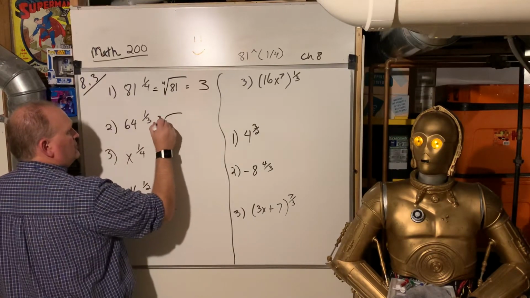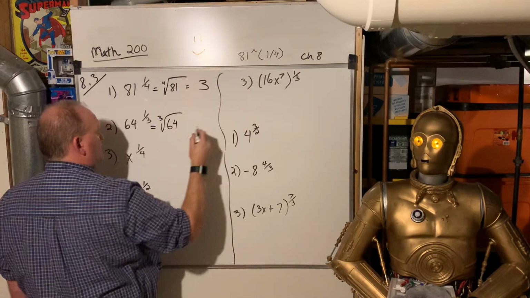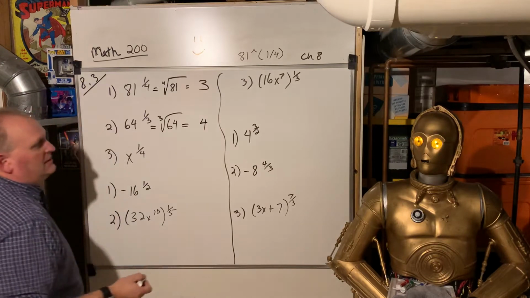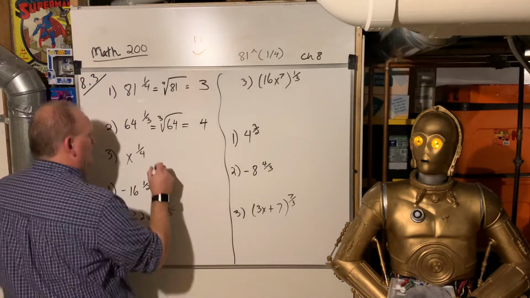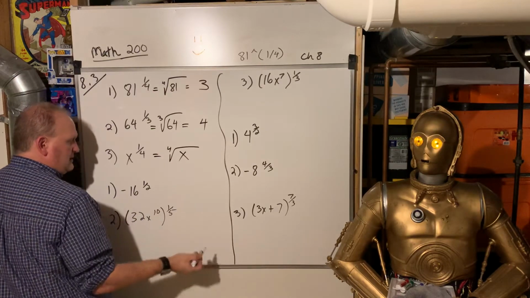The third root of 64, or 64 to the 1/3 power if you wanted to use a calculator, will be 4. 4 times 4 is 16, and then times 4 again is 64. This one we can't simplify, it's just the 4th root of x. That's it, that's the answer.